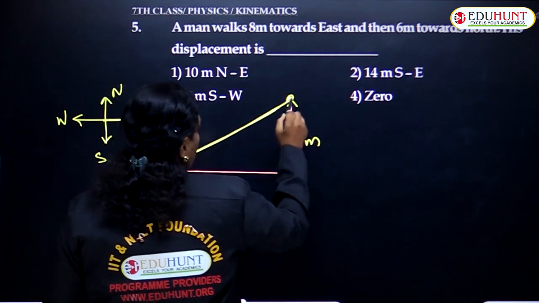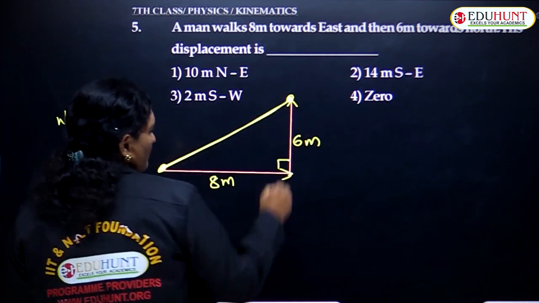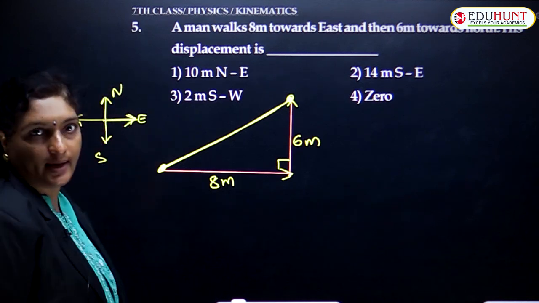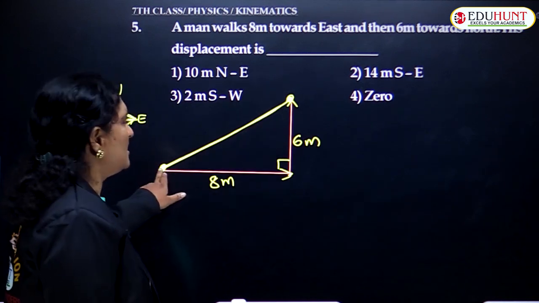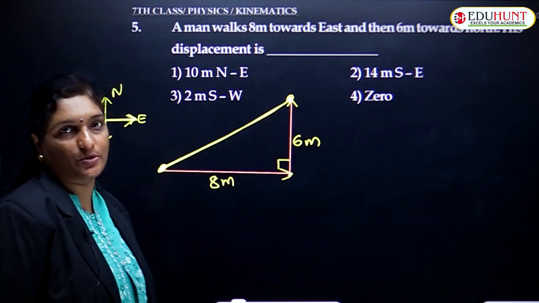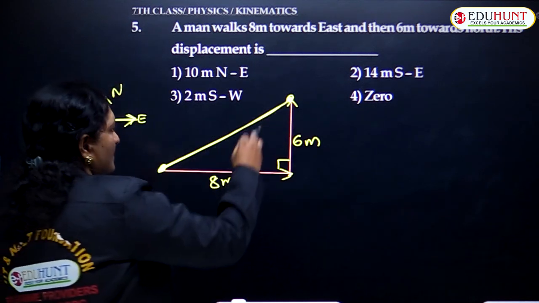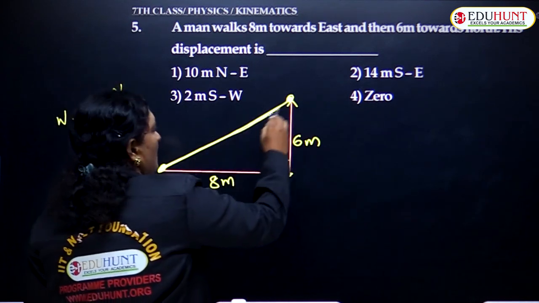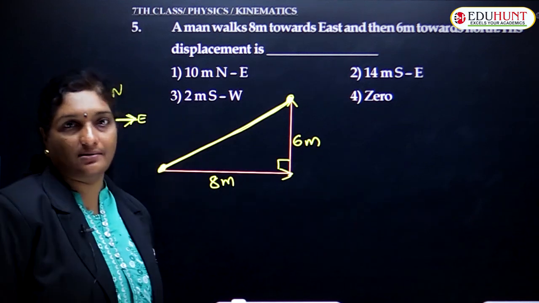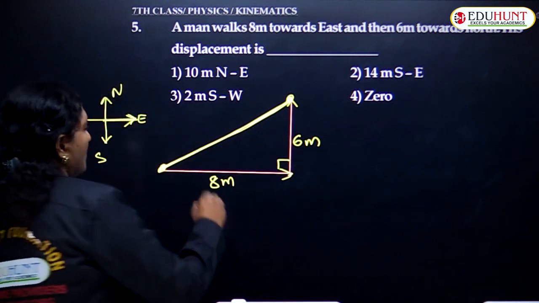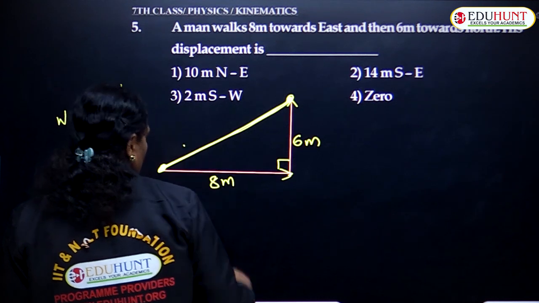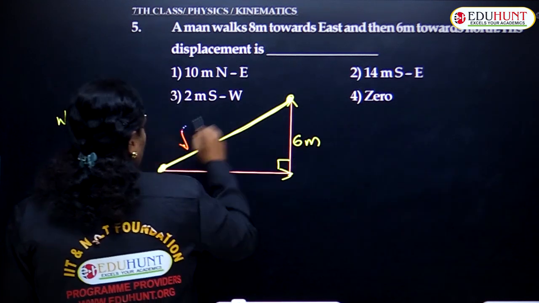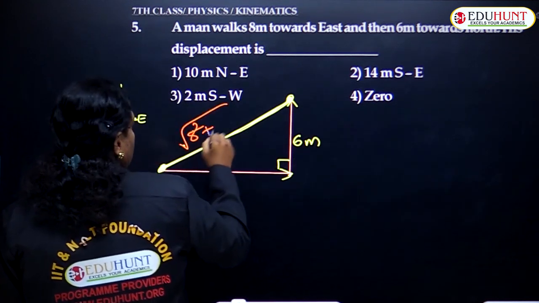Then it forms a right angle triangle. In this right angle triangle, the displacement would be the line joining the initial position to the final position. As it forms a right angle triangle, this line would be the hypotenuse of that triangle, where the hypotenuse is nothing but, what is the value? It is equal to root over side square plus side square.